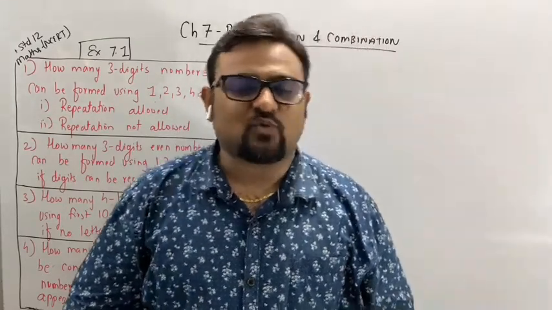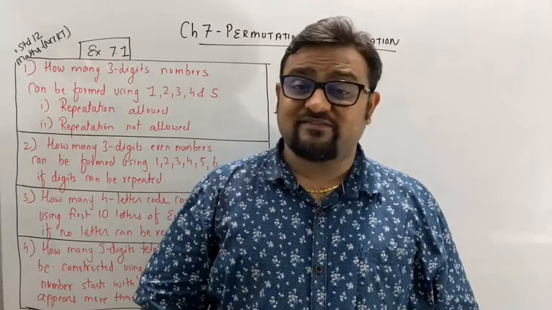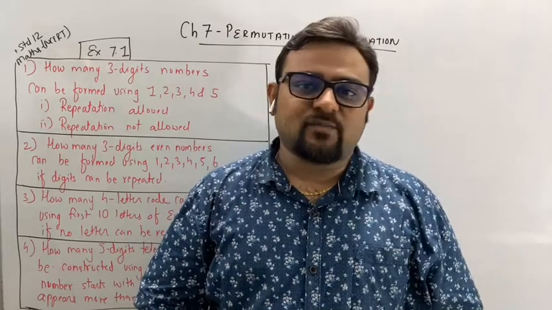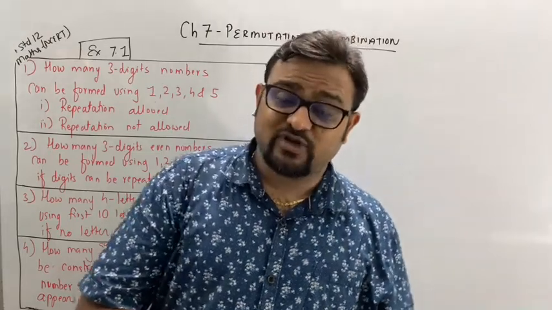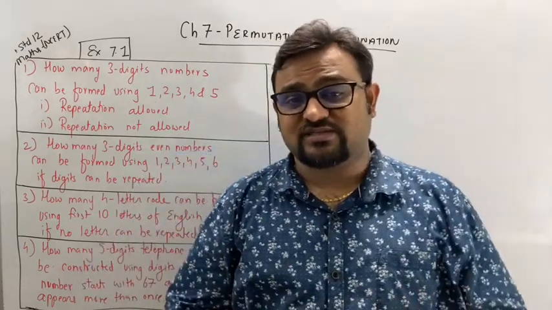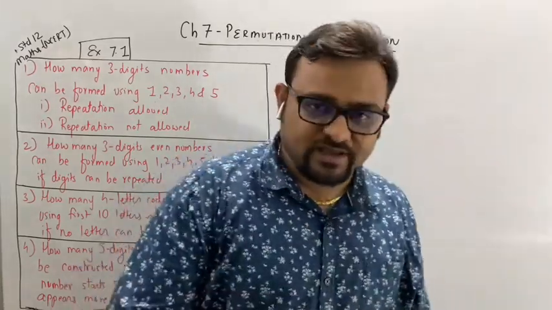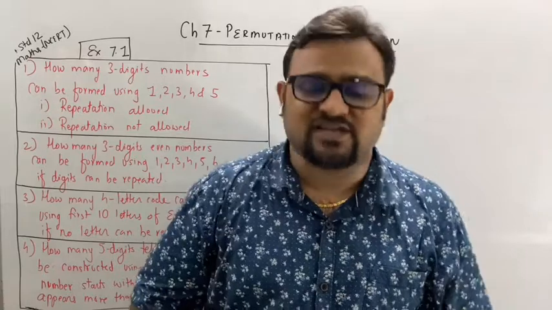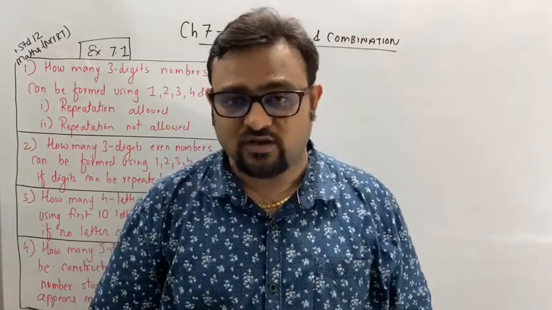Today we'll start with exercise 7.1 of 7th chapter, that is permutation and combination. In our last video lectures, we have seen some basics. We have studied the meaning of permutation, combination. We have just taken some general examples. Okay, today we'll start with exercise 7.1. So let's start.